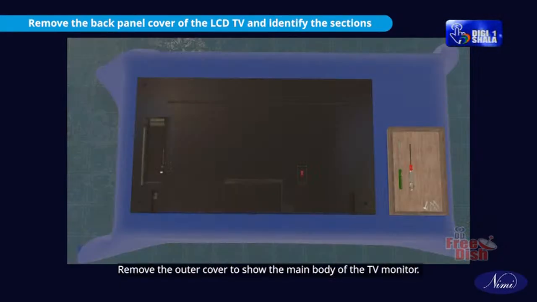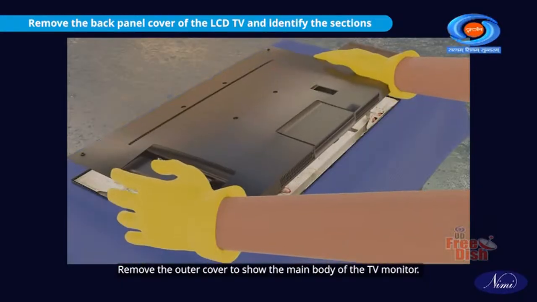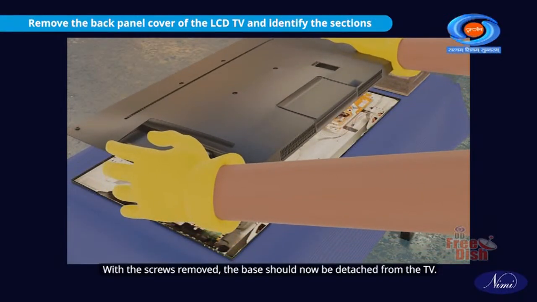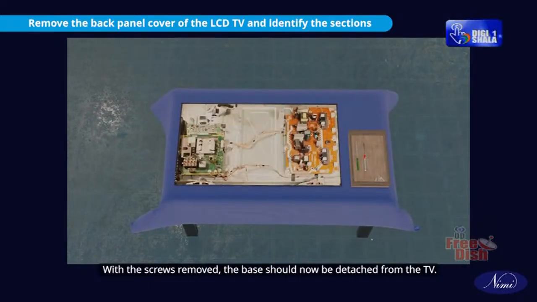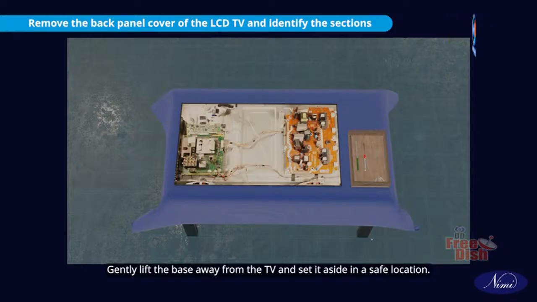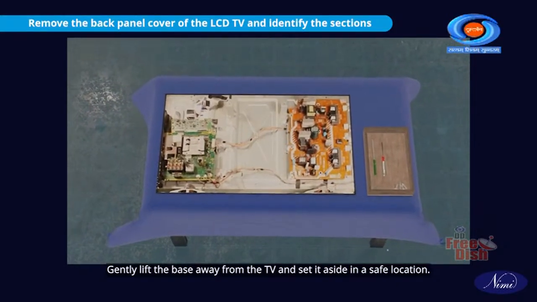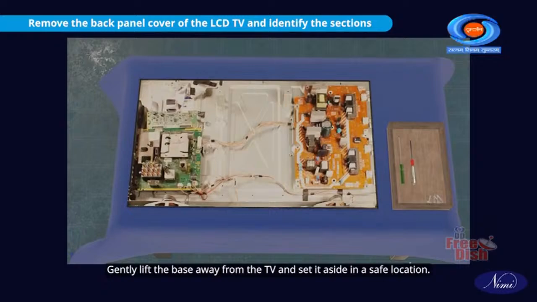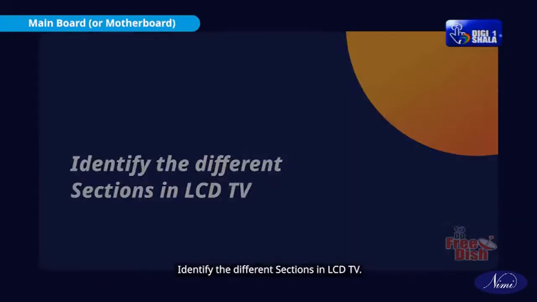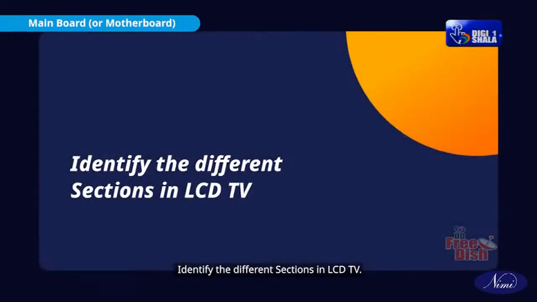Remove the outer cover to show the main body of the TV monitor. With the screws removed, the base should now be detached from the TV. Gently lift the base away from the TV and set it aside in a safe location. Identify the different sections in LCD TV.